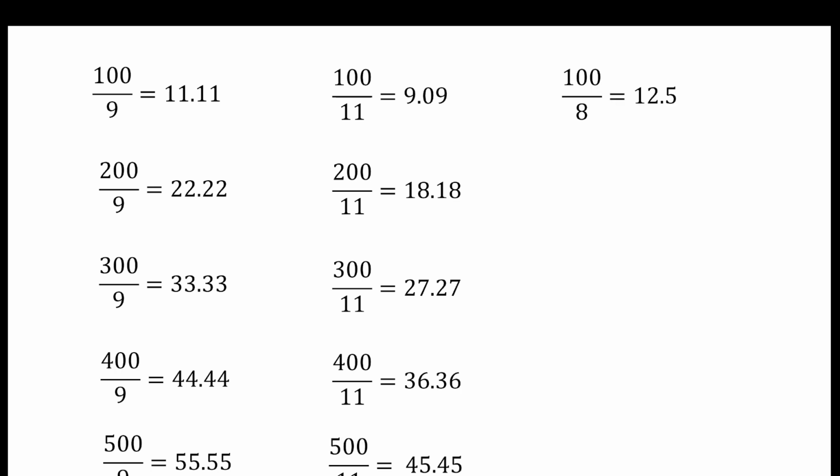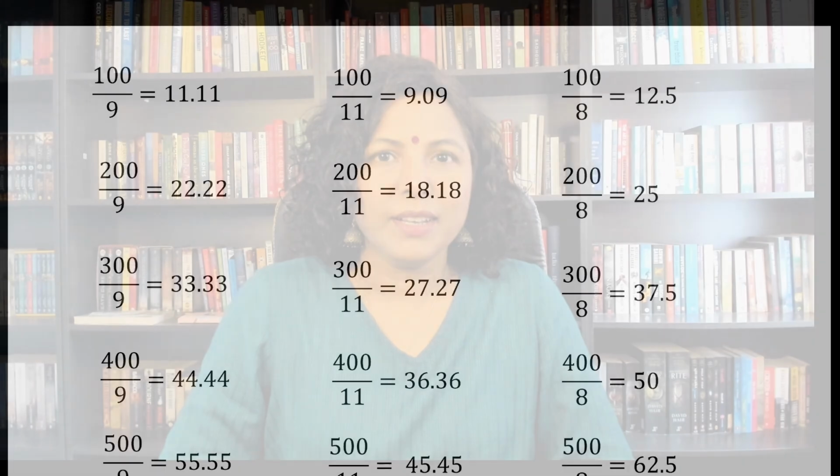100 by 8. Yes, 12.5. So 200 by 8. Double. 25. 300 by 8 would be 37.5. 400 by 8, yes, 50. And 500 by 8, just add 12.5, you get 62.5.